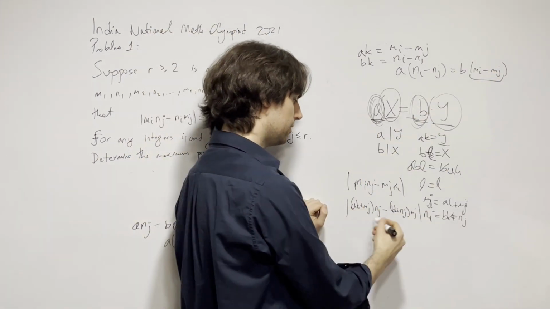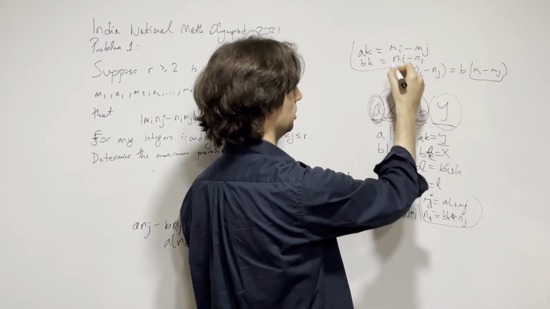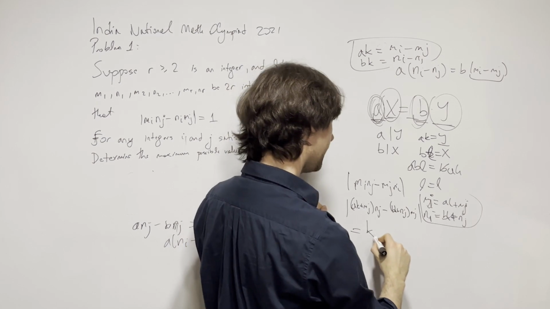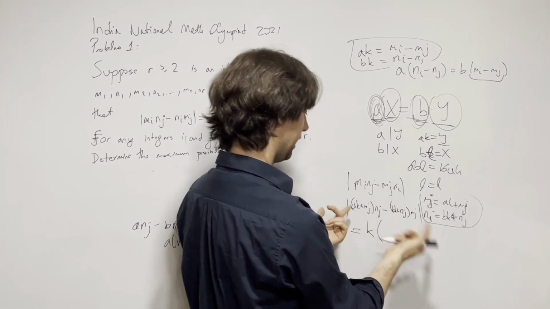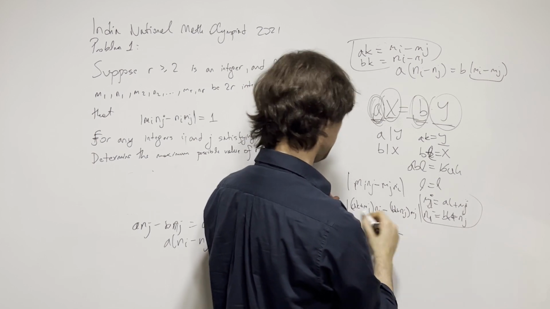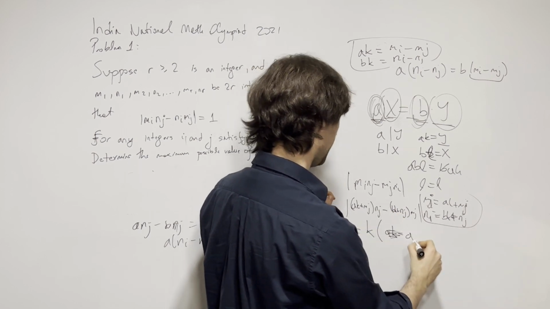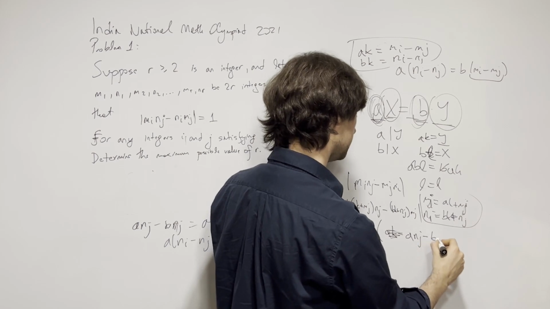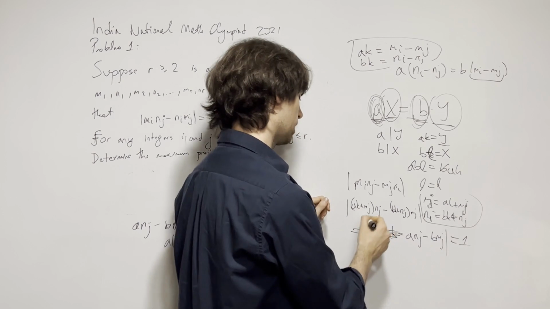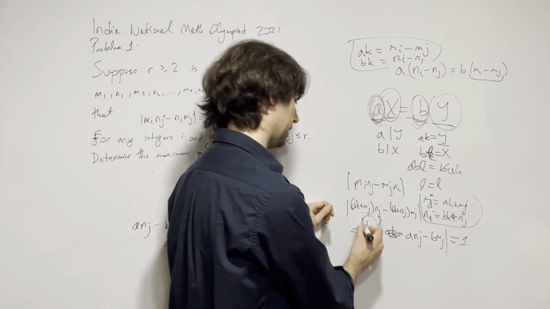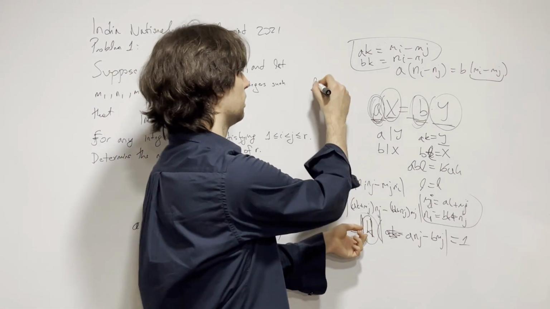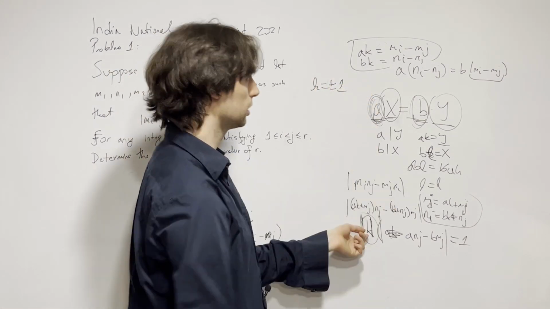Just take what m_i is and n_i is, and then you get k. You can get a k outside of the parentheses, and you get a k. Actually, you get a n_j minus b m_j, and the absolute value is equal to 1. So this tells you that k is either equal to plus or minus 1.